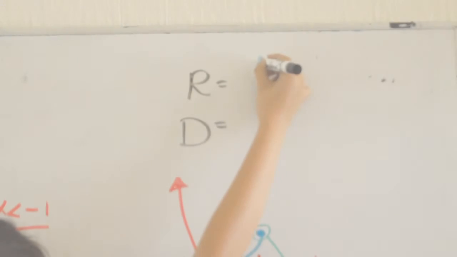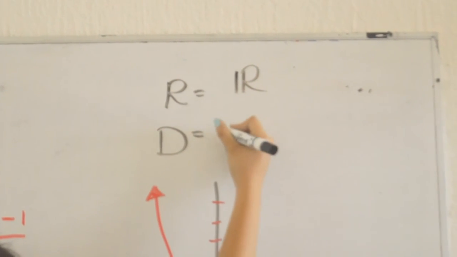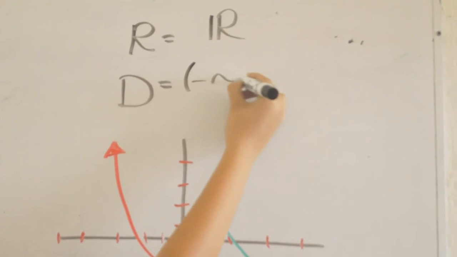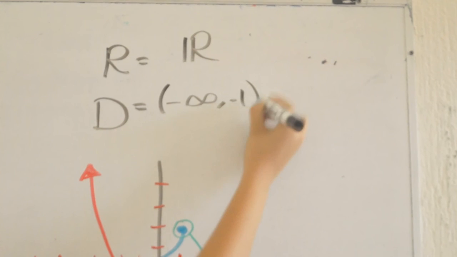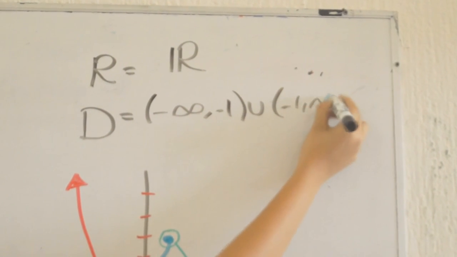Ultimately, we must calculate the range and the domain. The range will be all the real numbers because the graph touches each of the values of y at some point. The domain will be from -infinity to -1 excluded, union -1 to positive infinity. -1 is excluded because the graph at -1 in the x-axis has an empty circle.